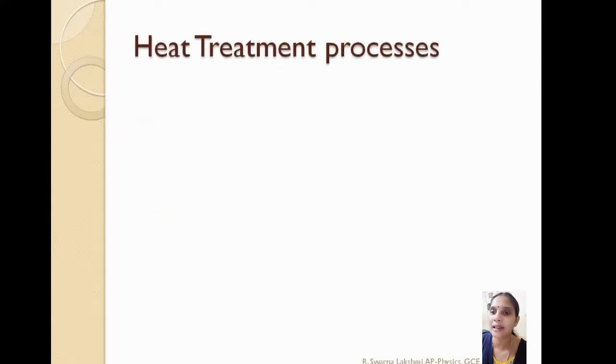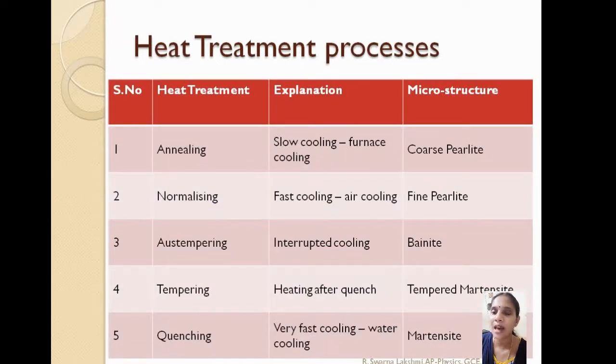So to summarize the heat treatment processes, we have this table. Annealing, a slow cooling or furnace cooling, results in coarse pearlite. Normalizing is fast cooling or air cooling, and it results in fine pearlite. Austempering is interrupted cooling, and it results in bainite. Tempering is heating after quenching, and the microconstituent is tempered martensite. Quenching is very fast cooling or water cooling, and the microstructure is martensite.